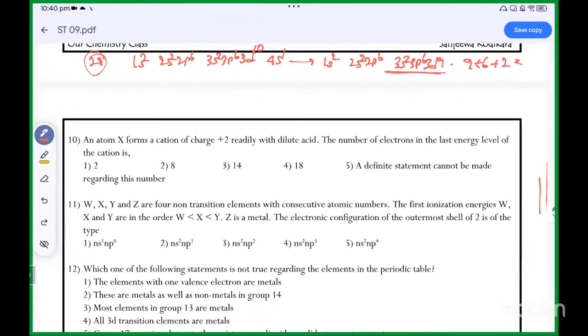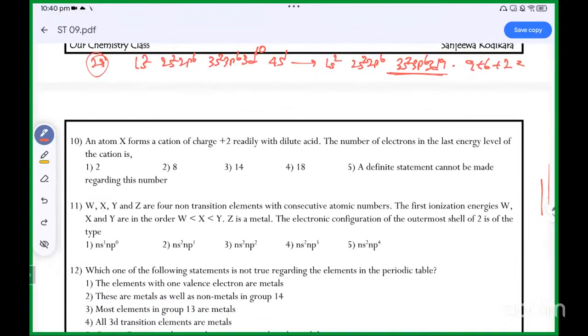Right. Next question. An atom X forms a cation of charge +2 readily with dilute acid. That is something chemistry has given. The number of electrons in the last energy level of the cation is... Now they are talking about the atom creating +2, and they are asking what is the outermost electron configuration, or electrons in the outermost shell.